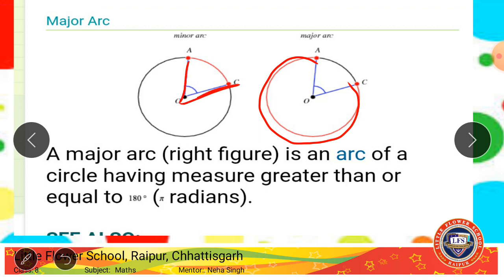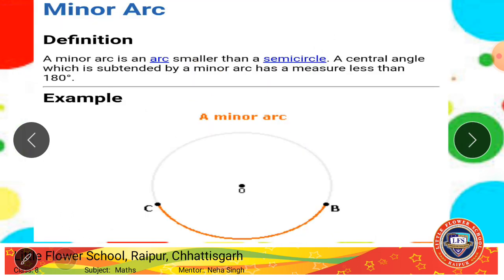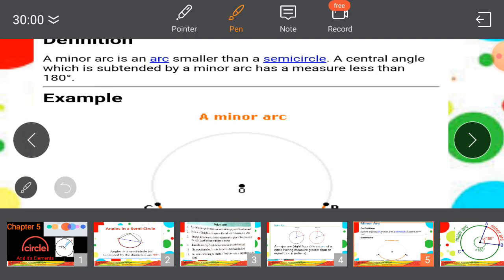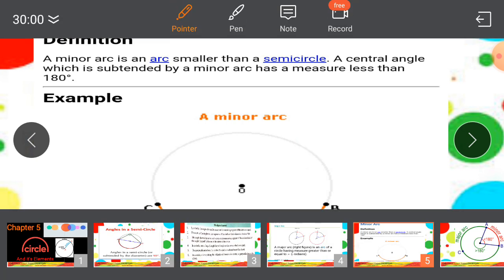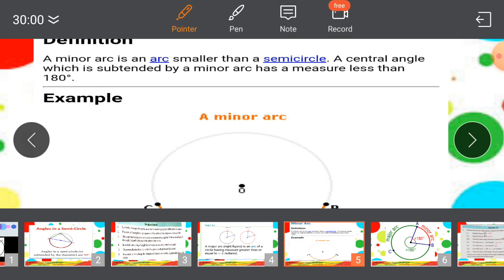Suppose this angle is formed on the circle, right? The smaller arc is the minor arc, and the larger portion is the major arc, right? In this, minor and major arcs have been shown separately. This is the minor arc and this is the major arc, right? Minor arc also we'll see. A minor arc is an arc smaller than 180 degree, right? Smaller than a semicircle, it is a minor arc, and if it is equal to 180 degree, it is a major arc.